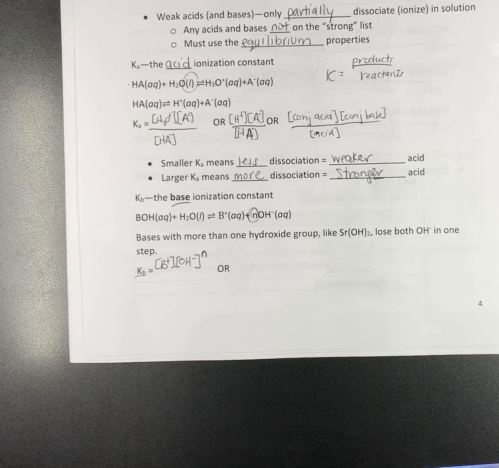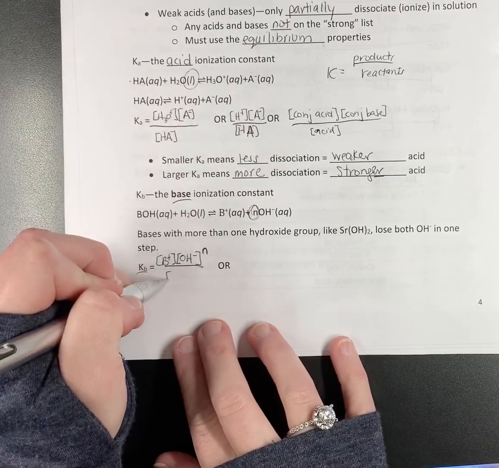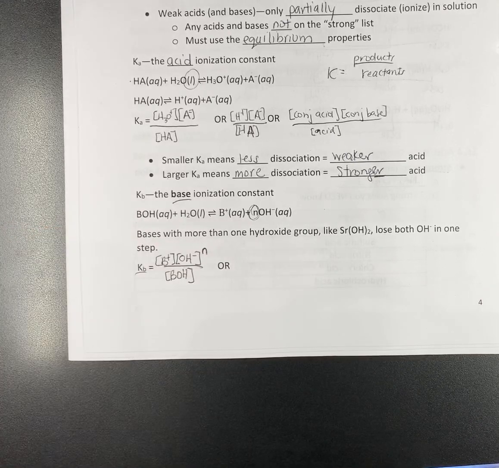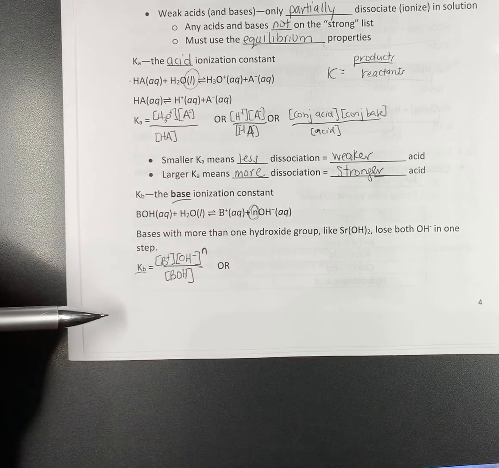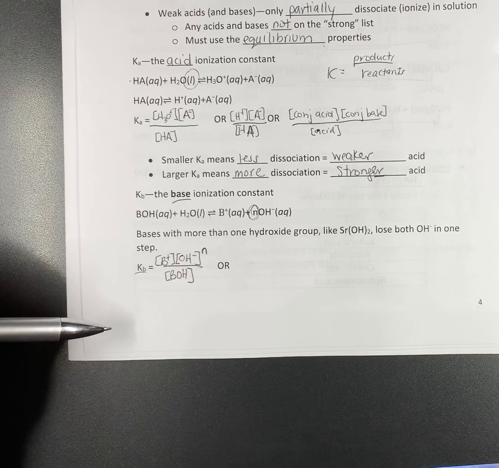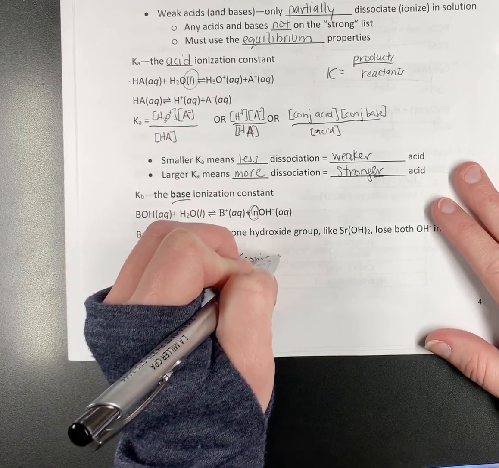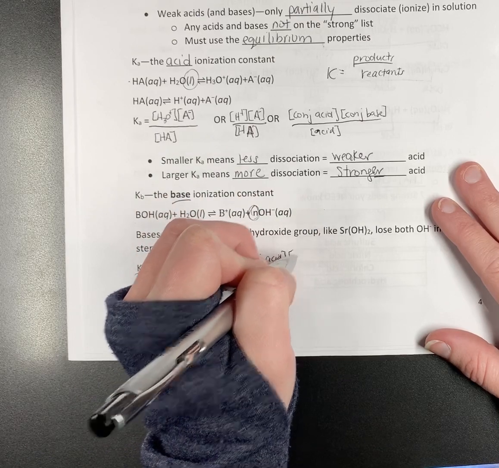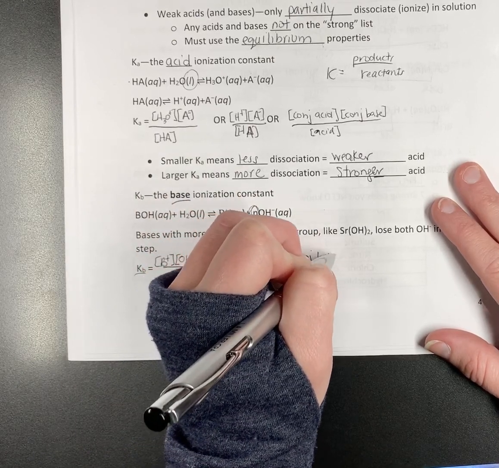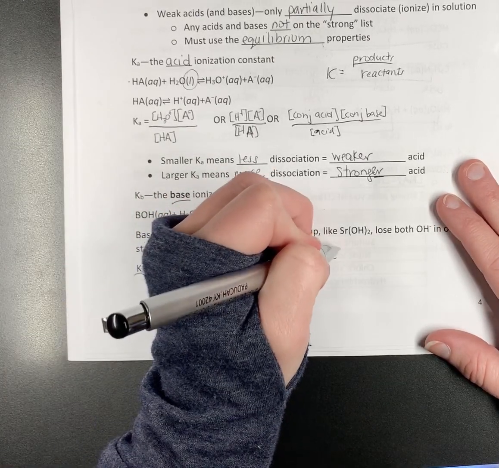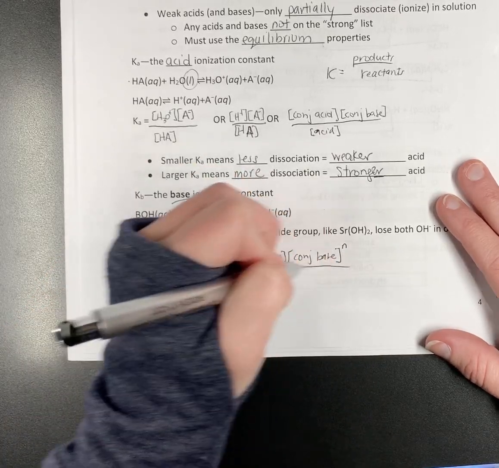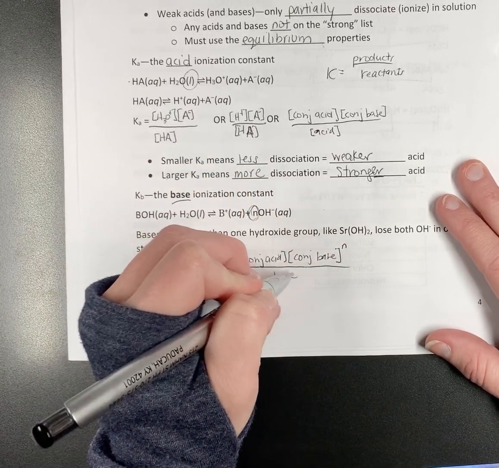With Ka's, acids only lose one proton at a time, so there are no coefficients. Over base. Again, water is a pure liquid, so it doesn't count. Or you can do conjugate acid, conjugate base, over the base.